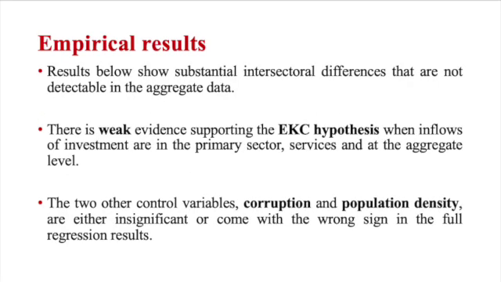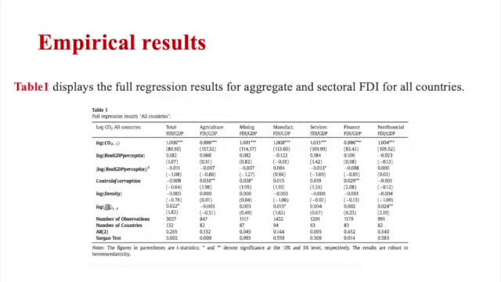Results in this article show substantial intersectoral differences that are not detectable in the aggregate data. They found that there is weak evidence supporting the EKC hypothesis when inflows of investment are in the primary sector, services and at the aggregate level. Also, the two other control variables, corruption and population density, are either insignificant or come with the wrong sign in the full regression results. In Table 1 they display the full regression results for aggregate and sectoral FDI for all countries. Results in aggregate, manufacturing and non-financial sectors suggest that flows into these industries degrade the environment in the host. The breakdown with time-varying income distribution will help to further disentangle these results.